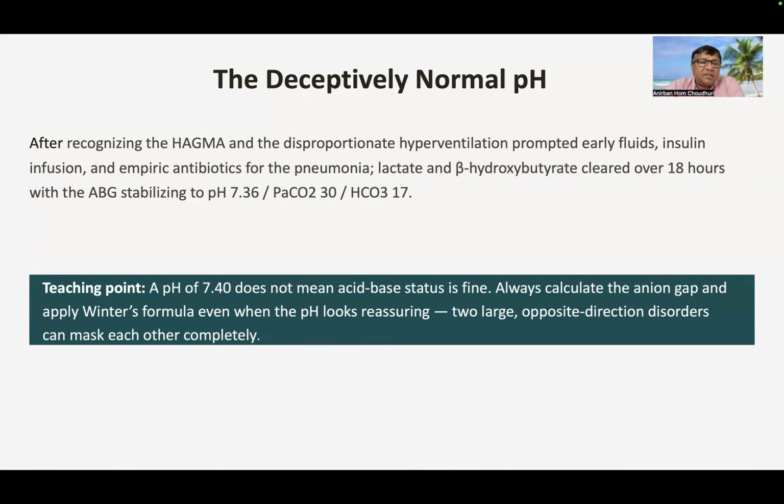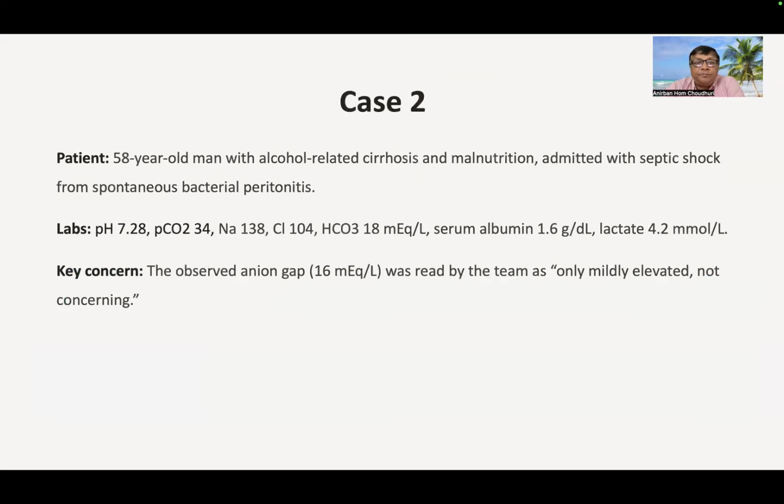So this teaches us that a pH of 7.4 does not mean the acid-base status is fine. We have to always calculate the anion gap and apply the Winter's formula even when the pH looks reassuring. When two large opposite direction disorders exist, one can mask the other completely. So one needs to be careful about it. Let's move on to case 2.